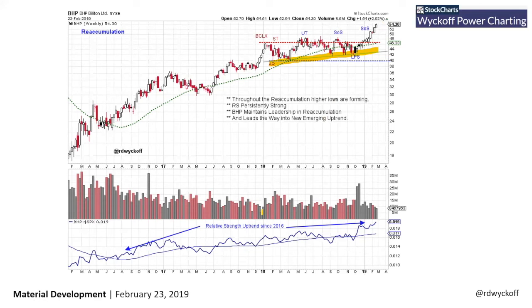So, and also notice this about the relative strength. Commonly, relative strength will weaken during a reaccumulation, but in this case, it has two flirtations with the moving average. Moving average continues to rise, and so this continues to be on a nice upward trend for relative strength as the reaccumulation is forming.